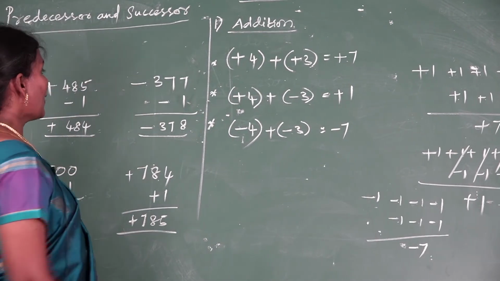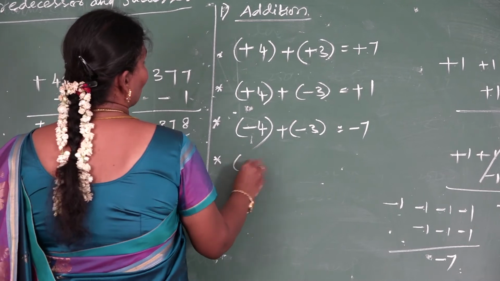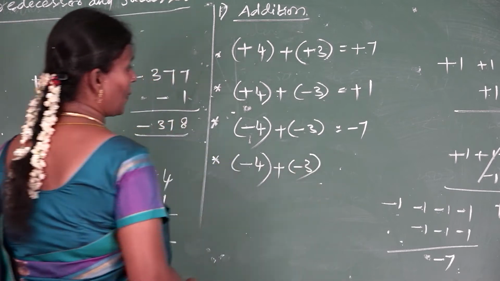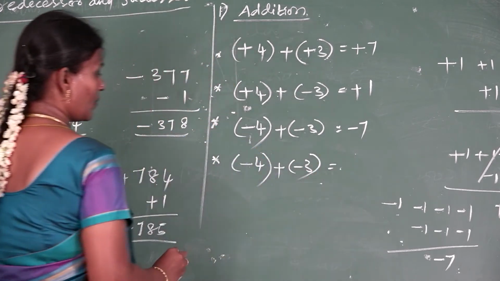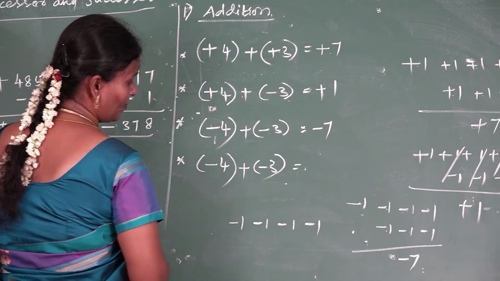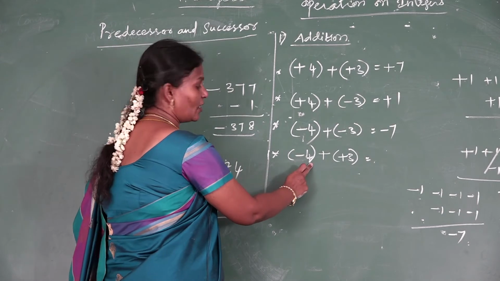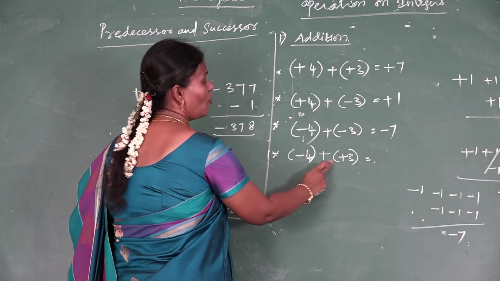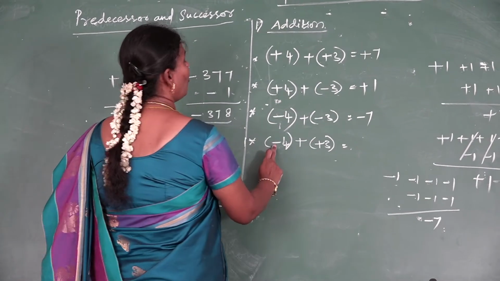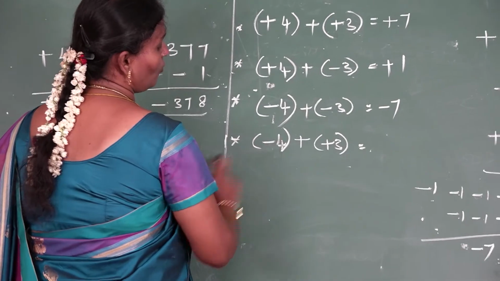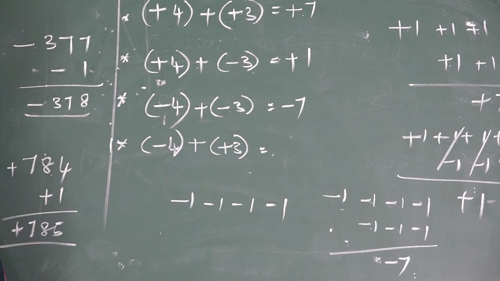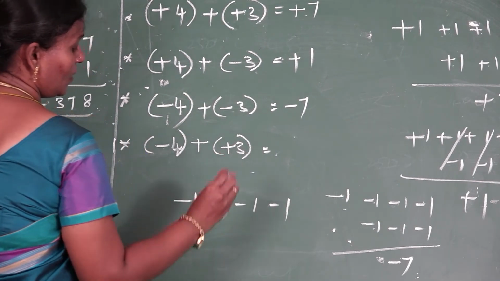Do you understand, children? Next, we see minus 4 plus plus 3. A negative integer added with a positive integer. See here, how many minus 1s are in minus 4? 4 times, so minus 1, minus 1, minus 1, minus 1. Okay? How many plus 1s are here? 3 plus 1s.